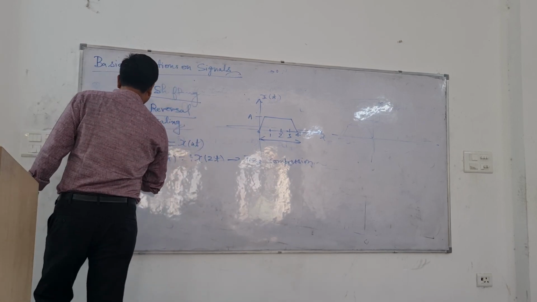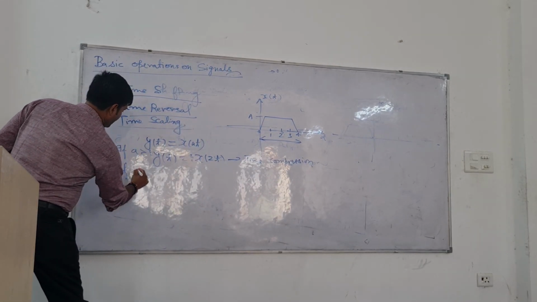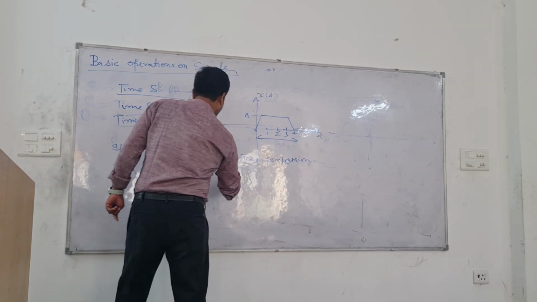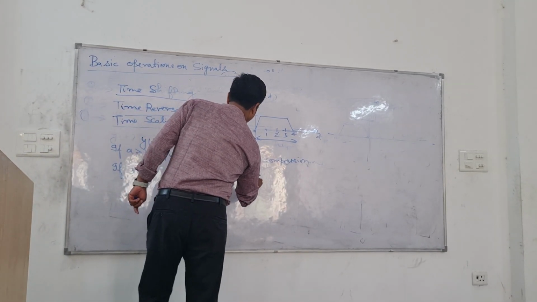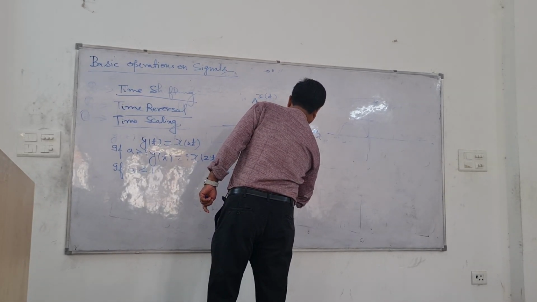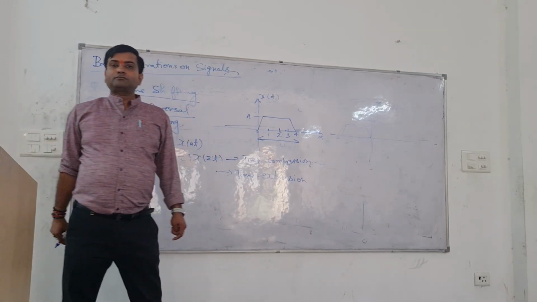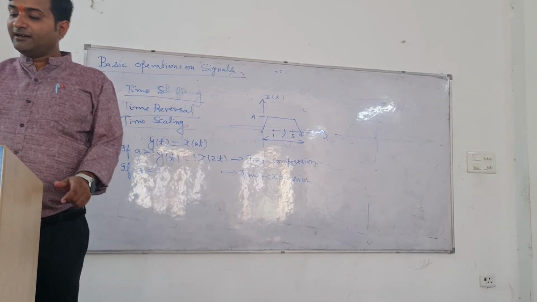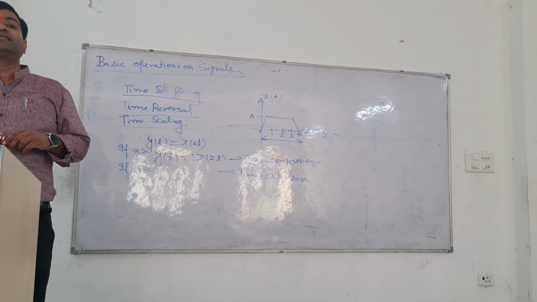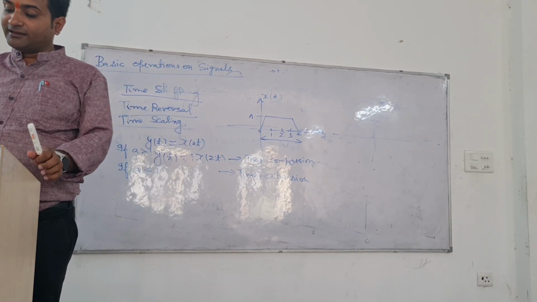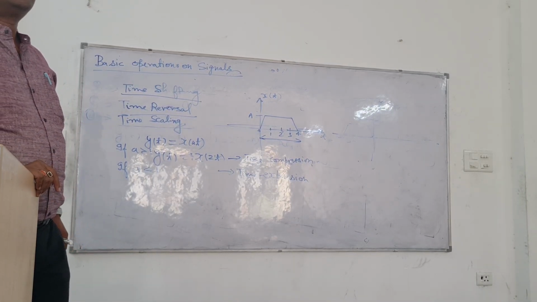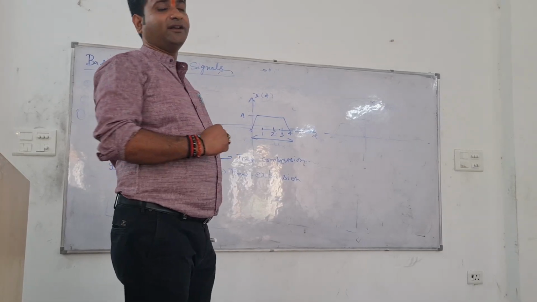Here the next case: if A is less than 1, this is called time expansion. The next case is the time expansion factor. If A is less than 1, it is a time expansion. These are the two cases. These are the transformations on the independent variable.